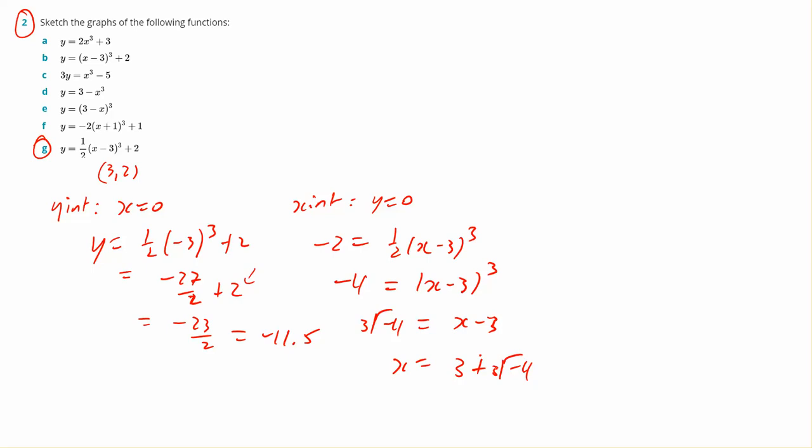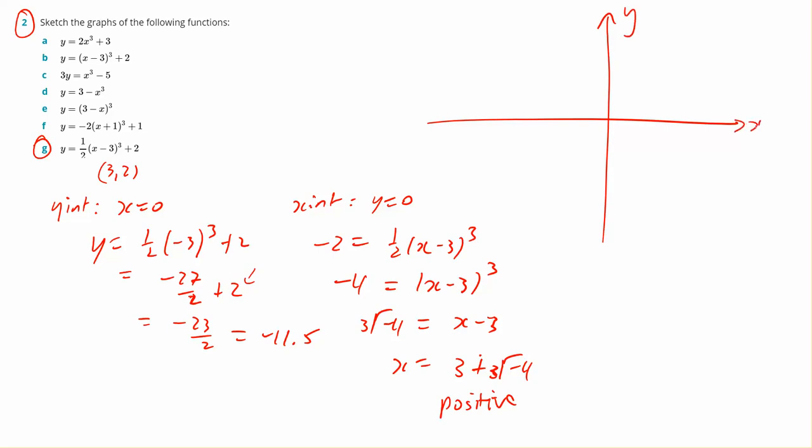Now, the cube root of negative 4 is not going to overpower the 3, because we know the cube root of 8 is 2, so the cube root of 4 is obviously not going to be bigger than 2. So you're just going to have a positive value for your x. It's always important to guesstimate whether it's a positive or negative. Now you can draw the graph.